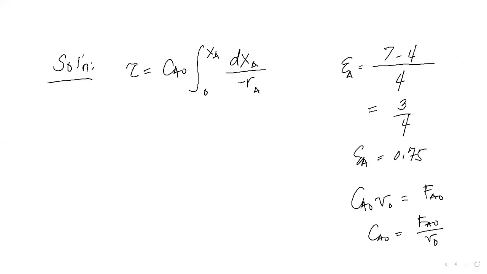If it's the volume that is being required, remember that this tau is also V over V sub O. So I'd like to write here V over V sub O equal to CaO integral from 0 to XA dXA over the rate. Now, since the problem is asking for this, you can transfer this one here and there's no need for you to express the CaO in terms of what is provided in the problem.